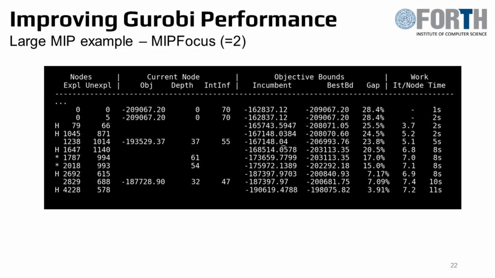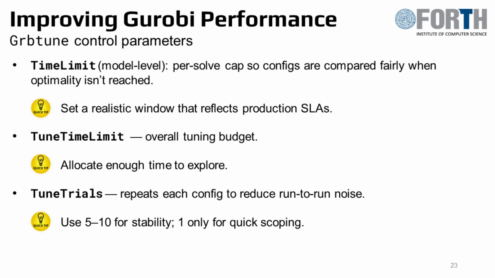On harder problems, however, the extra bounding effort of MIP focus equal to 2 or 3 can pay off dramatically. The choice, therefore, is problem dependent. It reflects a trade-off between lightweight exploration with more branching and heavier analytical effort aimed at shrinking the search tree. So far, we have manually adjusted solver parameters such as MIP focus. Gurobi also provides an automated tuning tool called GurobiTune, which systematically searches for improved parameter configurations.